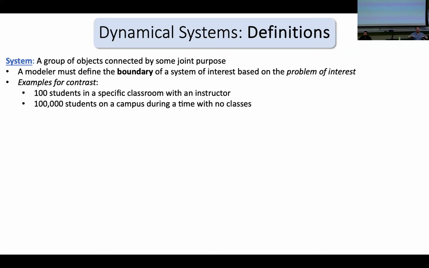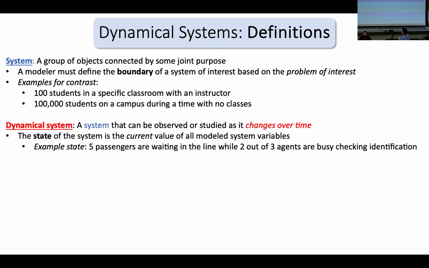So you can leave stuff out of your model, and that's outside the boundary. You bring stuff in, that's stuff inside the boundary. A dynamical system is a system that can change over time. So you can just define a system.